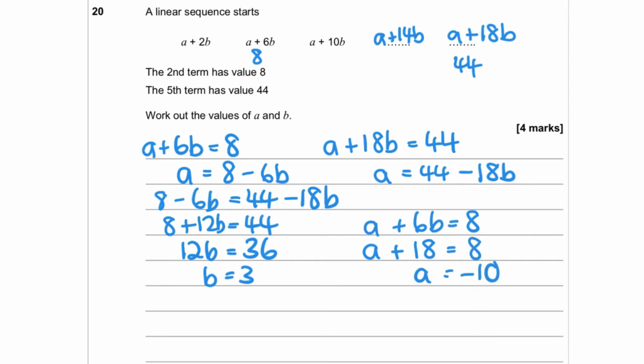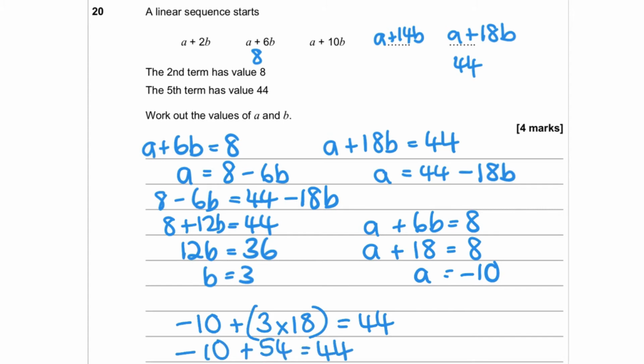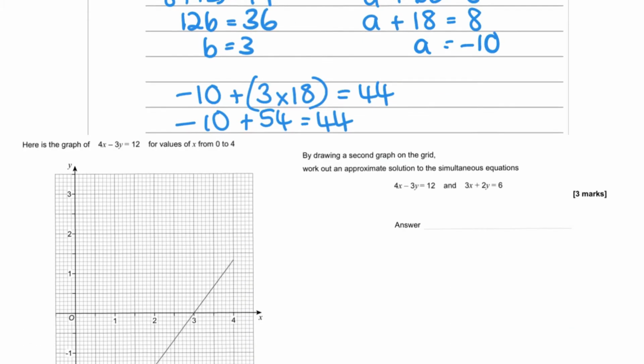So let's put our values into the other equation to check that it's right. So a plus 18b equals 44 is minus 10 plus 3 times 18, which is 54, is equal to 44. So that's minus 10 plus 54 is equal to 44, which is right. So we know that we've got the right values for a and for b.